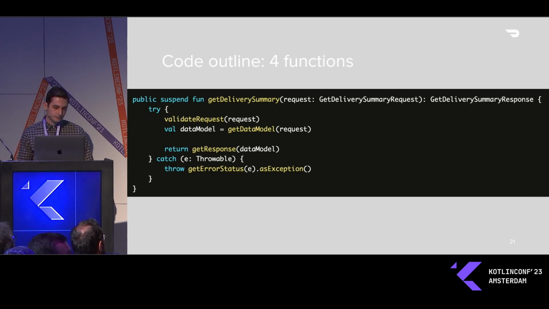So in this pattern, all APIs will have these 4 functions. Validate request will throw an exception if the request is invalid, for example, if a required field is missing. Get data model fetches the data model, doing all of our I/O. Get response transforms the data model into a response. And get error status transforms exceptions into the appropriate response code. So let's walk through the implementations of each of these.